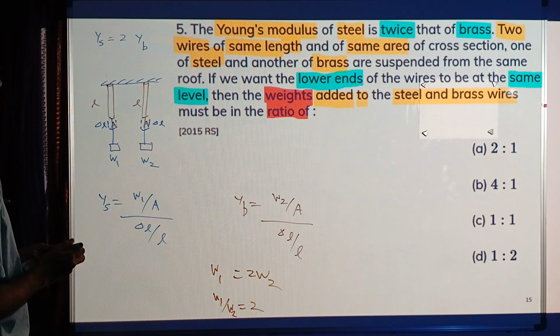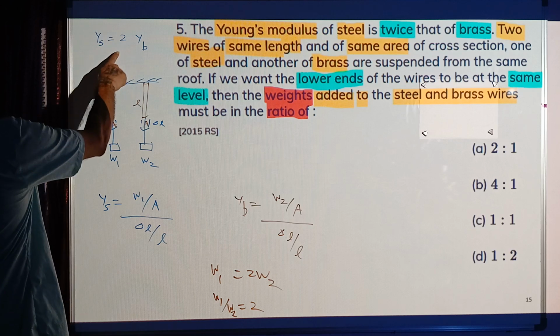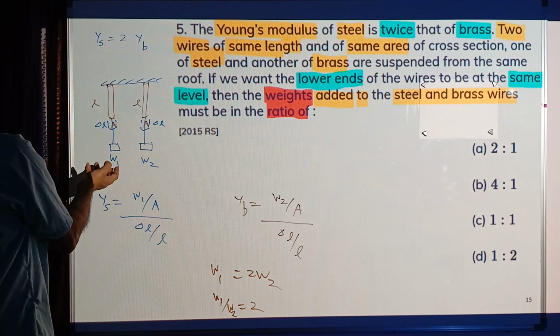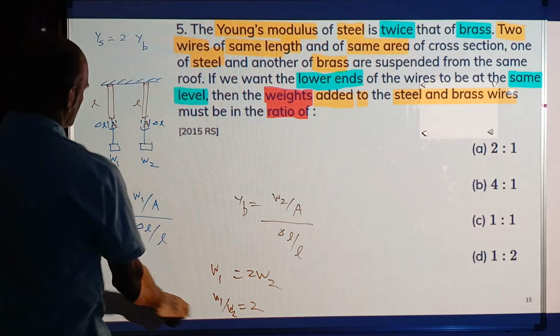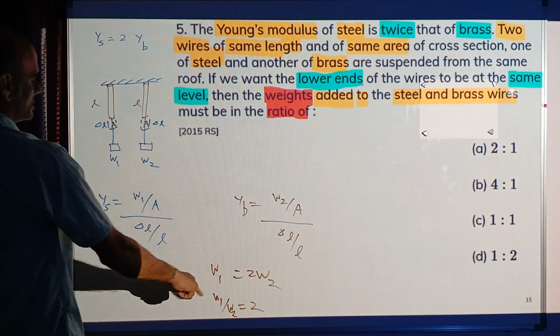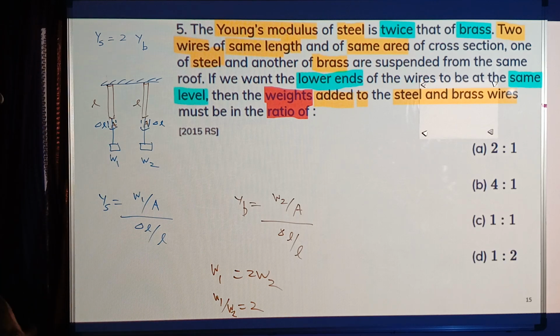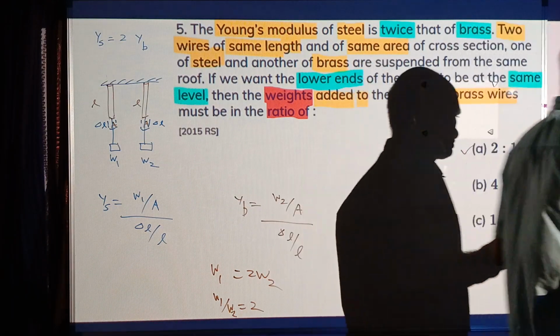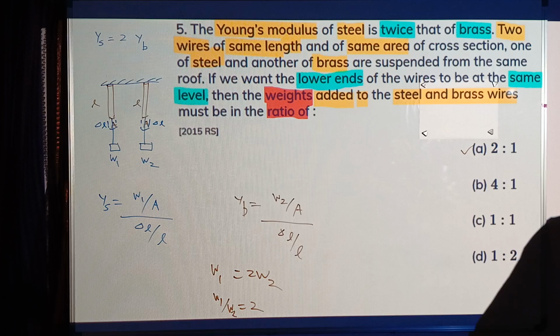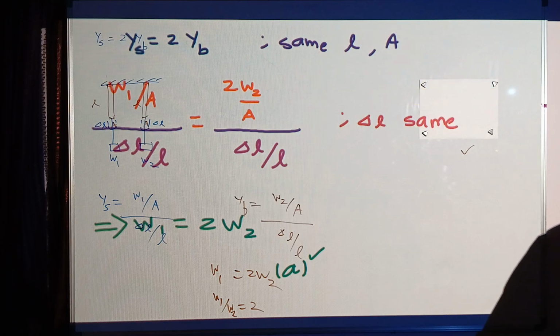So ratio W1 by W2 is 2. Steel is more rigid because Young's modulus is more, so more weight has to be attached to steel to stretch it with the same amount. So weight attached to steel is twice that of brass. Steel is more rigid. E is the correct answer.